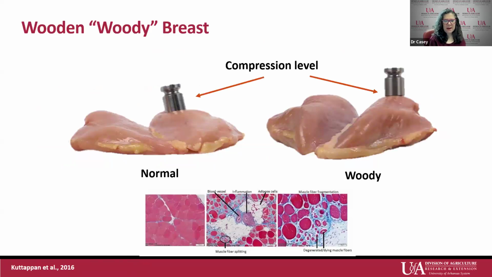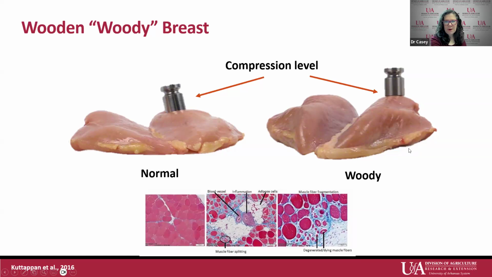Woody breast is the next one. Again, here's another example of those histological changes. We've got lots of connective tissue among the muscle fibers that have degenerated. Here's some fat cells in the middle and so forth. What's interesting about this condition is that the fillet looks a little bit different, but when you touch it, it's very hard.